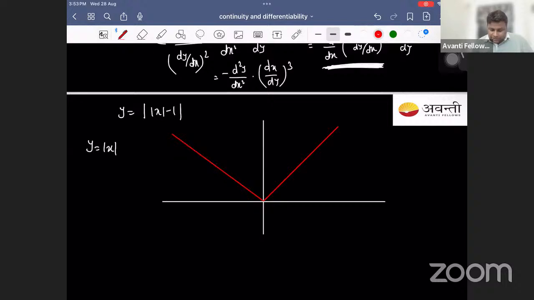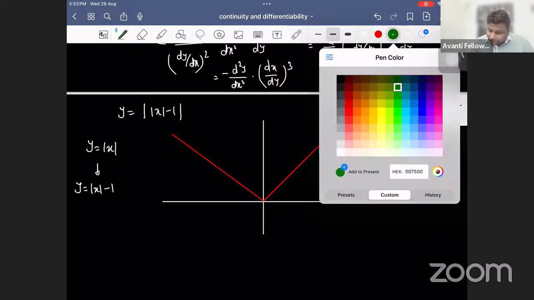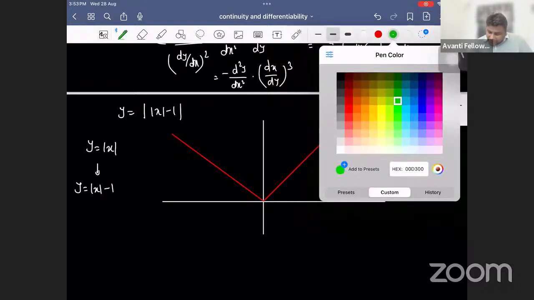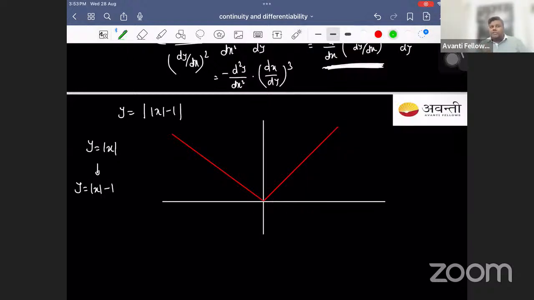Now from this, we will draw a graph y equals to mod x minus 1. So drawing this graph means what? Drag the entire graph 1 unit downside. So it will be this. So that this point will become 1, 0. This will become minus 1, 0.